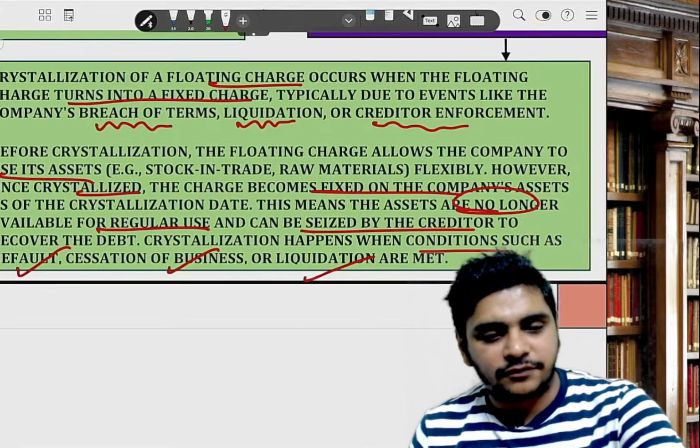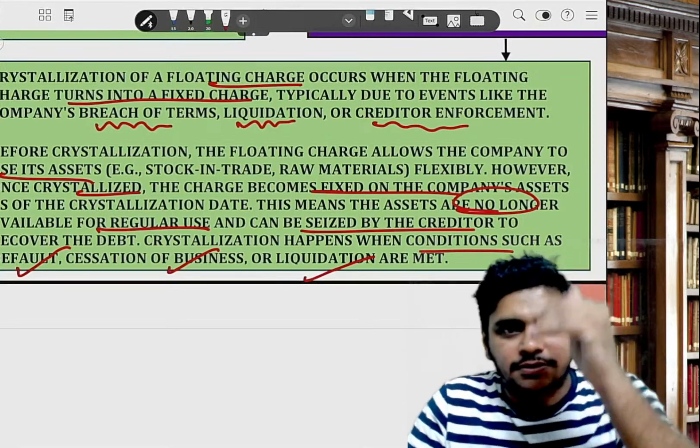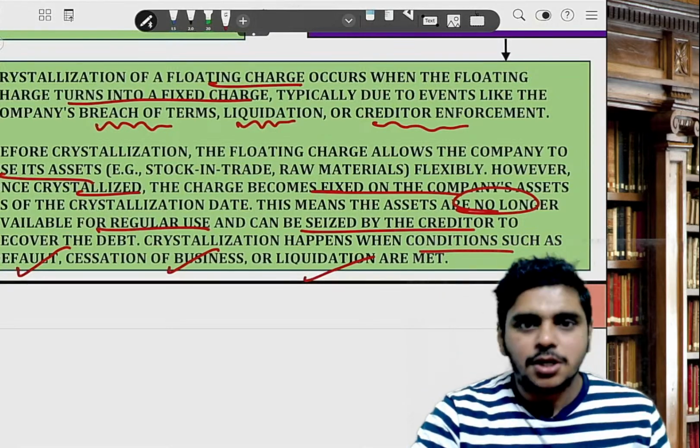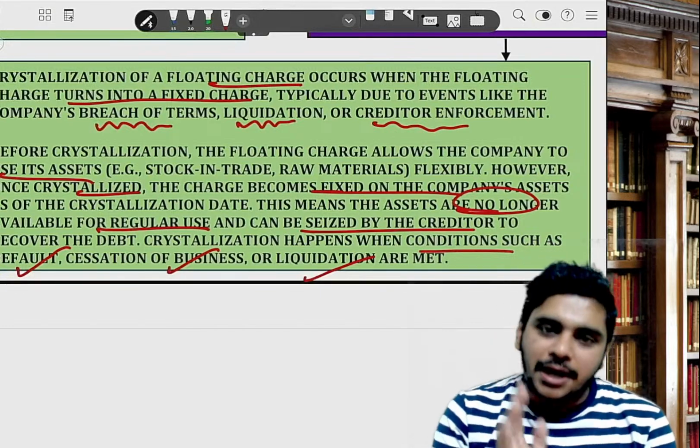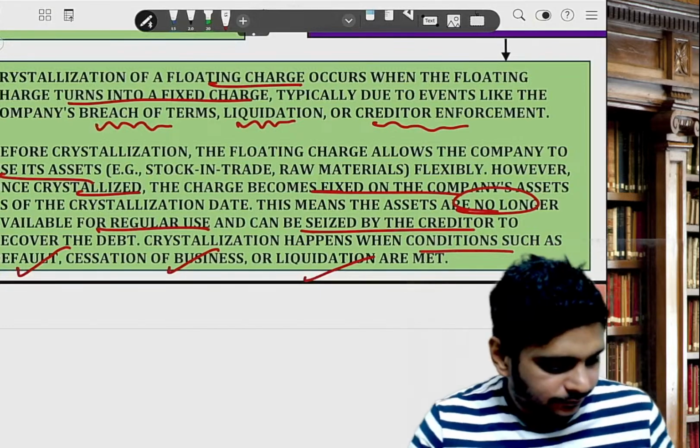This also we have written in the notes as fixed versus floating and crystallization of a charge. Understood? They have not yet asked this in the exam. There are chances that they can ask this in the exam.